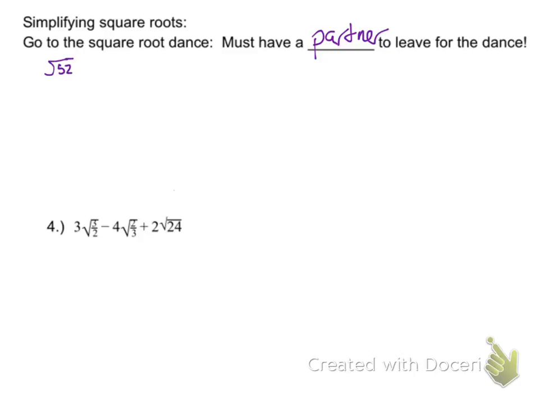Okay? So let's do the square root of 52. This is the proper way to find your partners: take the number that's inside your square root and make a factor tree. Now your factor tree can look slightly different than someone else's, but at the end your result should be the same.